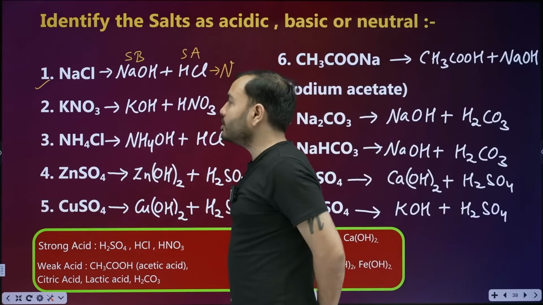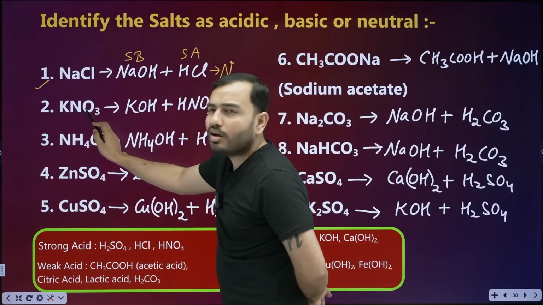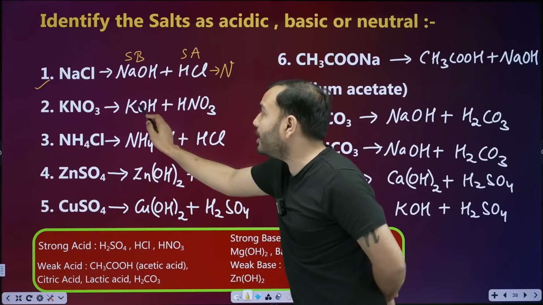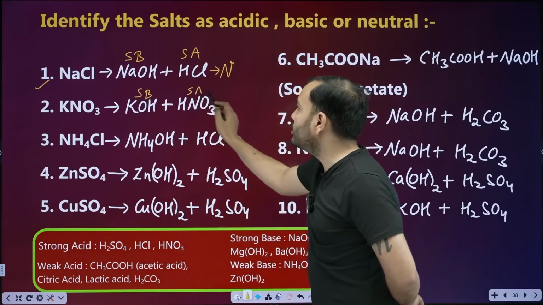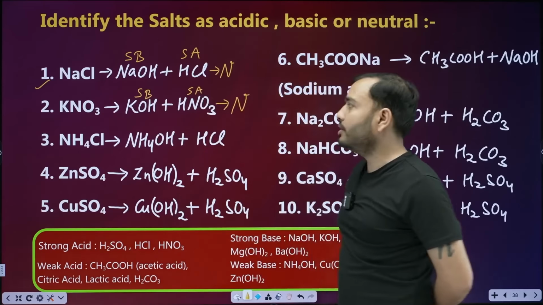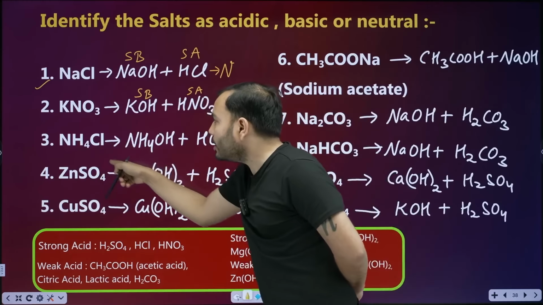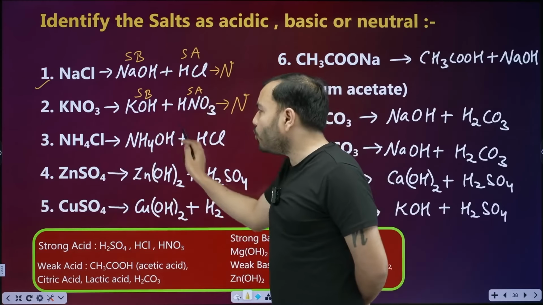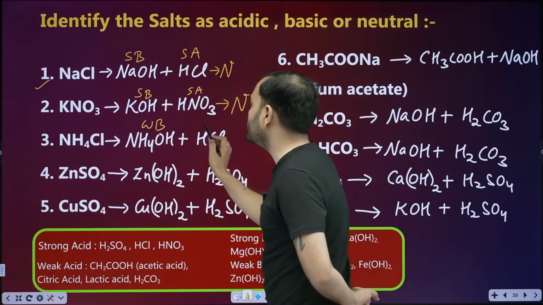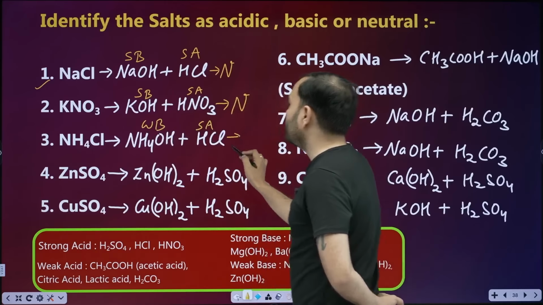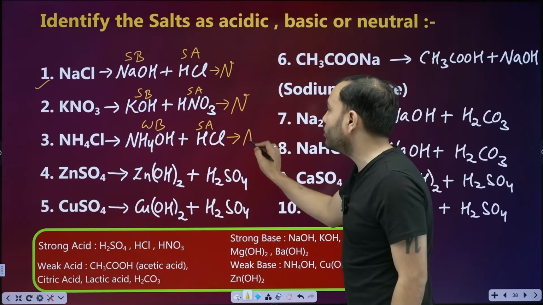Potassium nitrate, KNO3, is made up of which components? Potassium hydroxide, KOH, and where does the other come from? Nitric acid. Potassium hydroxide, strong base. Nitric acid, strong acid. Big people went and got ruined. Ammonium chloride is made up of which components? NH4OH and HCl. Which type of base is NH4OH? Weak base. We wrote weak base. HCl, strong acid. Now the weightage will be on the strong one. Who is strong? Acid. So what will the salt be like?